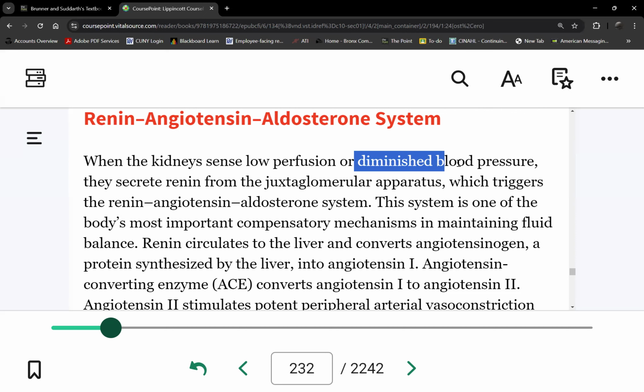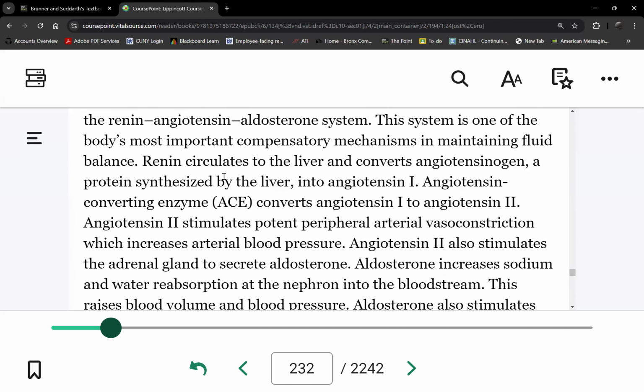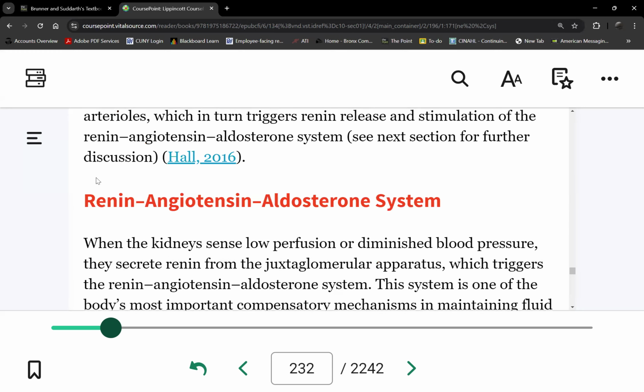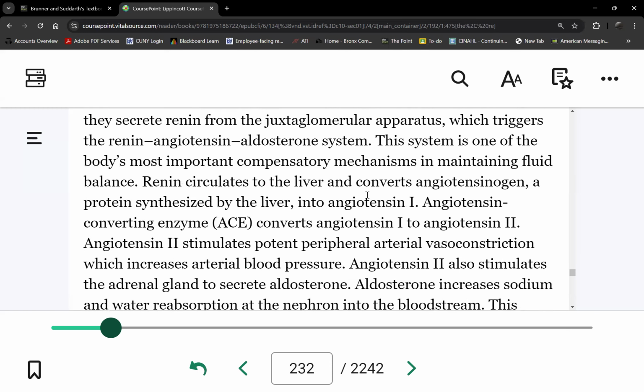Yes, it starts eliminating the trigger, which is low blood pressure. So when you have vasoconstriction, it aims to increase blood pressure. Okay, so that's the renin angiotensin part. So that's the RA part. Now let's go to the AS part, the AS.